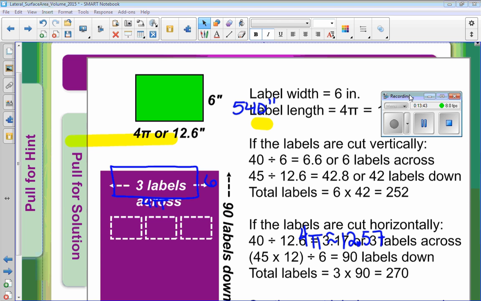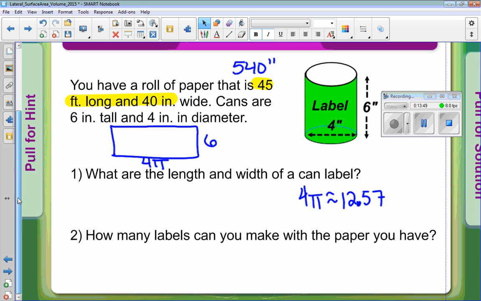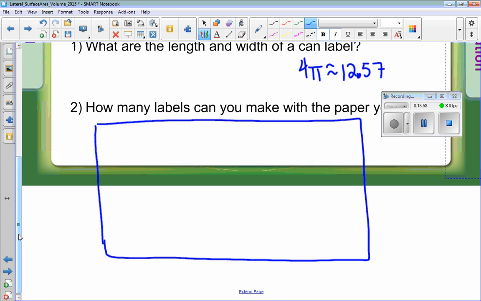If you did it the way that most of us did, let me show you what I mean. If we took our piece of paper and said that this was, I don't know, how many was it? 540? So this is 540 and this was 40, right? And we said, okay, how many 12.57s? So this would be 6 inches high. And we had to figure out how many 12.57s would fit in there. Does that make sense? So how many did y'all get when you divided 540 by 4 pi? Be careful, you didn't get exactly that.